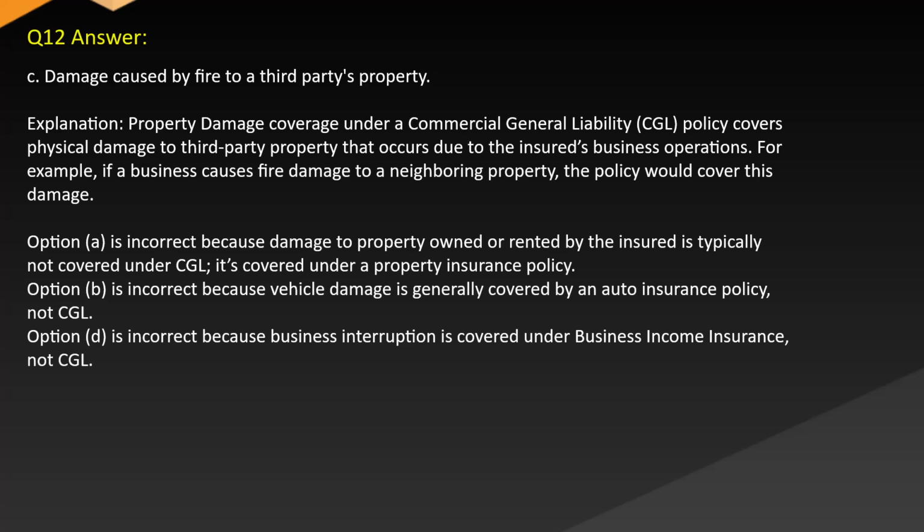this damage. Option A is incorrect because damage to property owned or rented by the insured is typically not covered under CGL, it's covered under property insurance policy. Option B is incorrect because vehicle damage is generally covered by an auto insurance policy, not CGL. Option D is incorrect because business interruption is covered under business income insurance, not CGL.